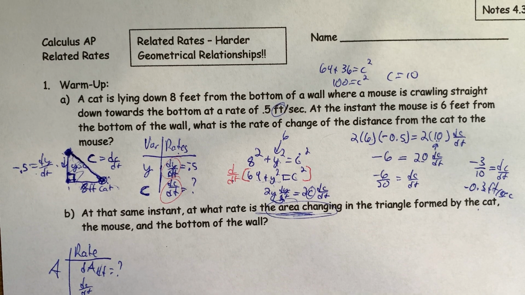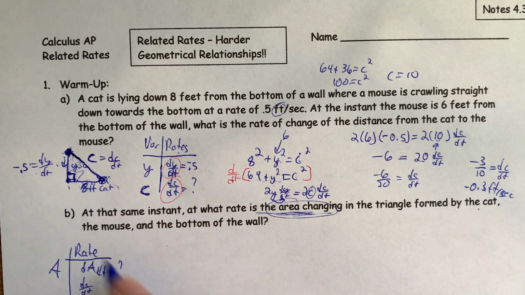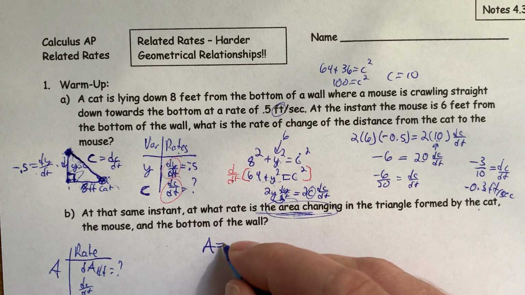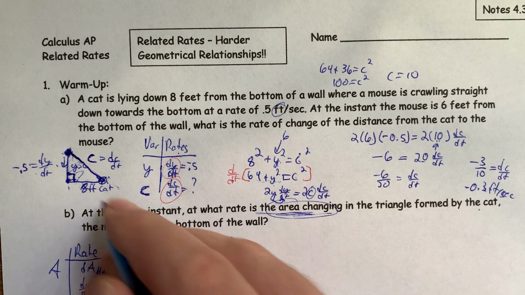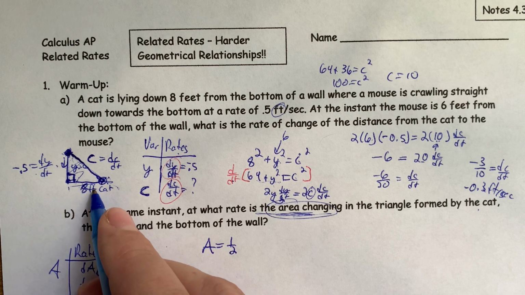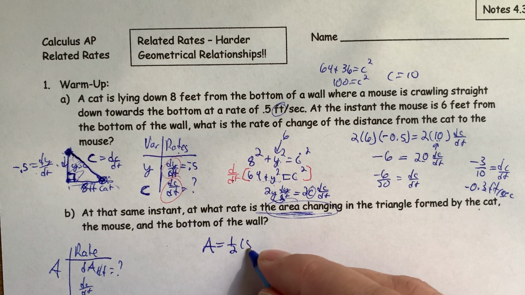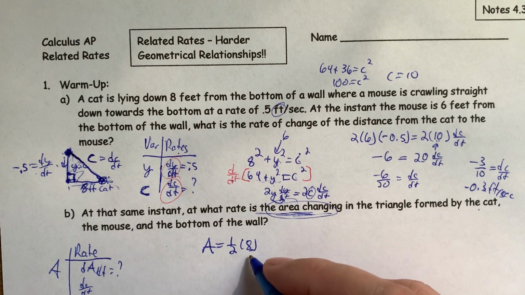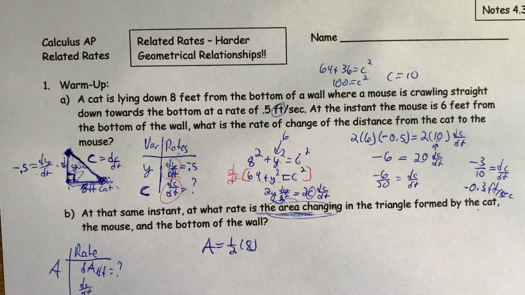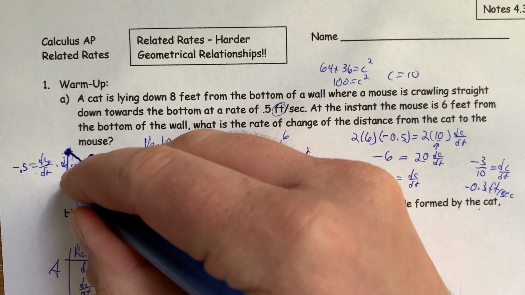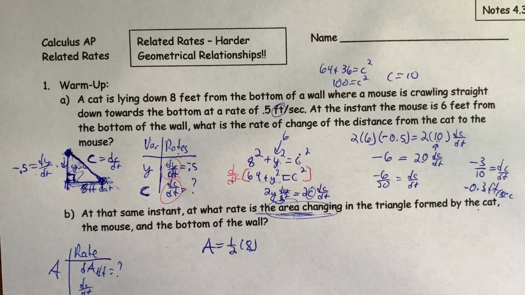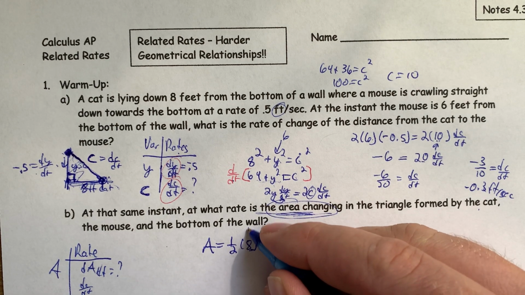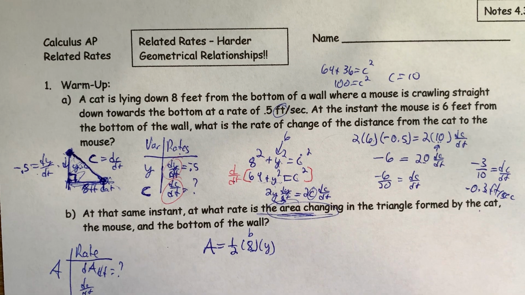And so we need the area of the triangle. We should know that the area of a triangle is 1/2 the base times the height. Now the base is not x, the base is a constant. And so we put in 8, not x here, because the cat is not moving. So this distance isn't changing. It's really important to recognize what things are changing and what things are not. So 1/2 the base times the height, and the height is y.